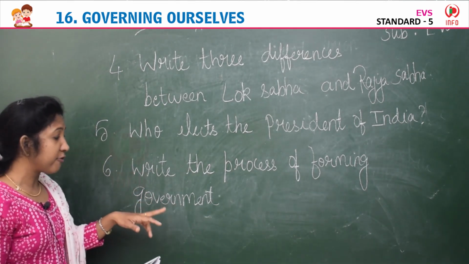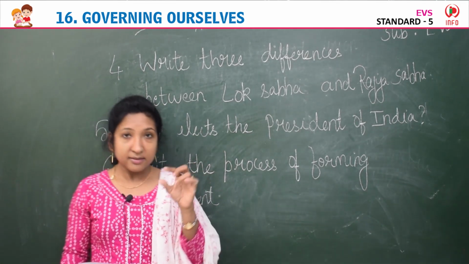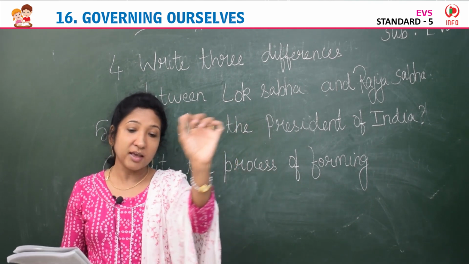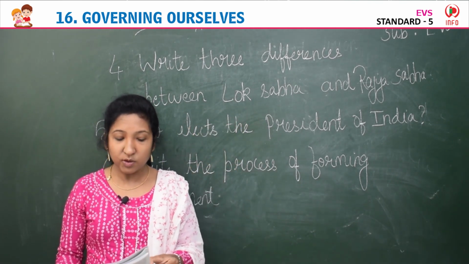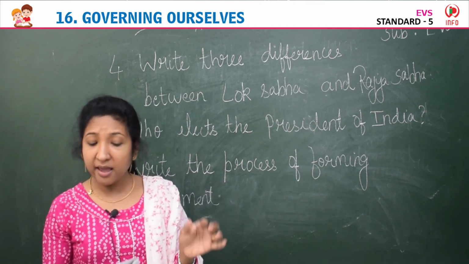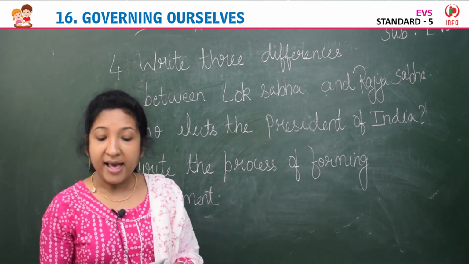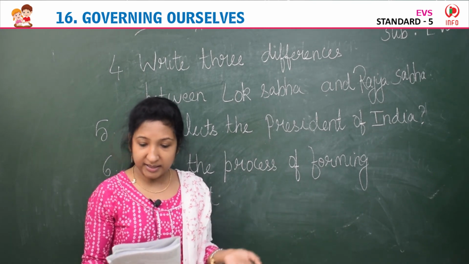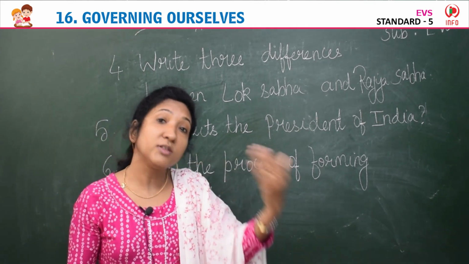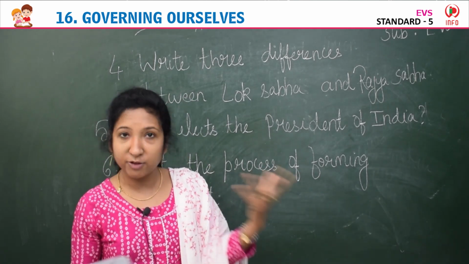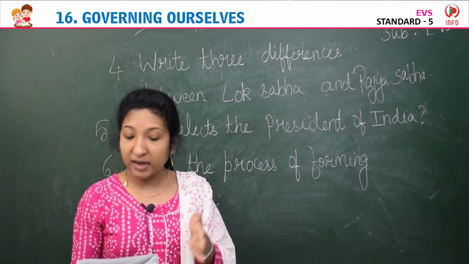Write the process of forming government. There is a heading in your textbook, forming the government. There you can find this answer. India is a democratic country and has many political parties. India is a democratic country, isn't it? Government is for the people, by the people and of the people. So, India is a democratic country.